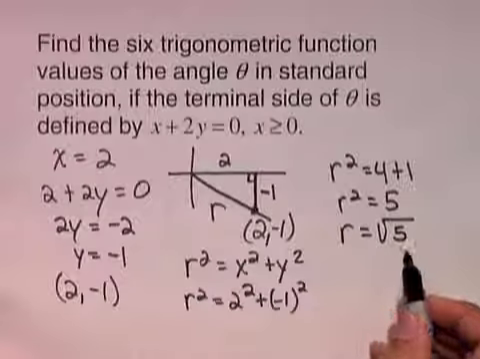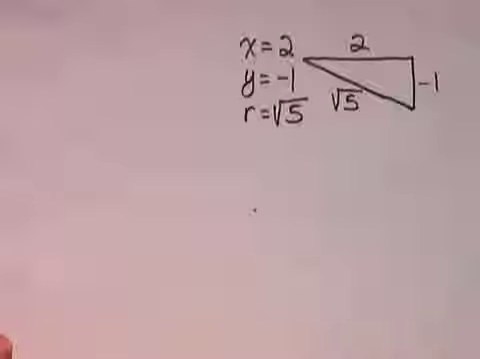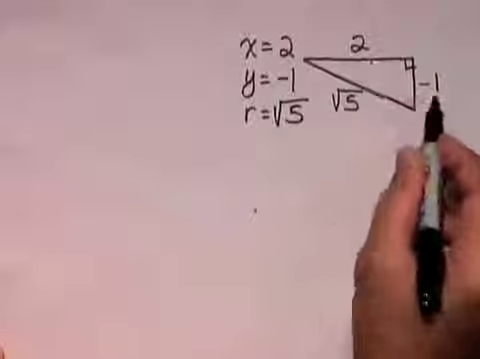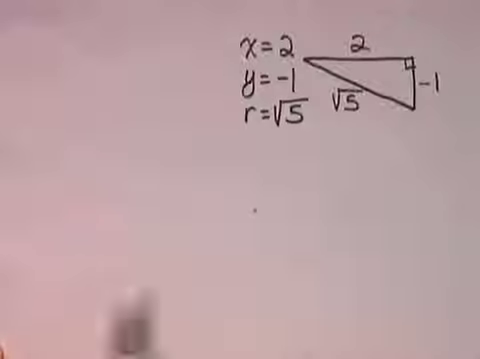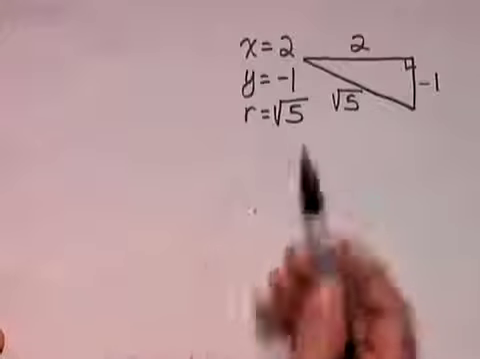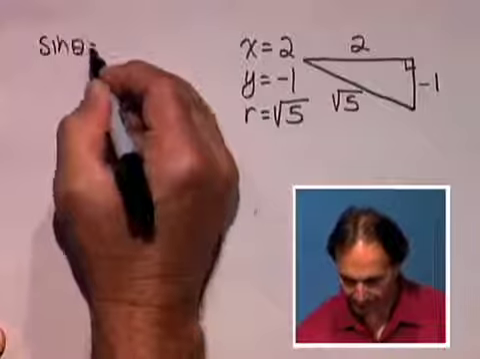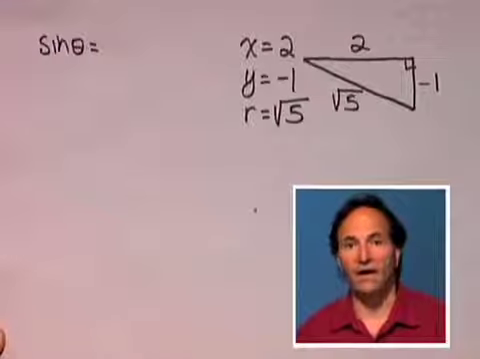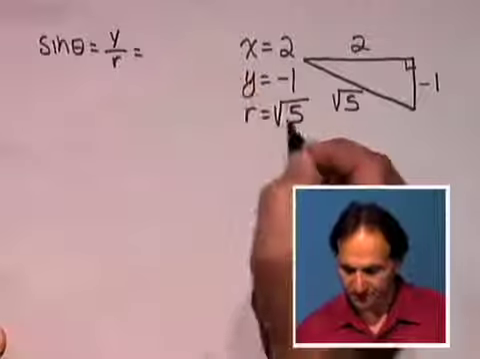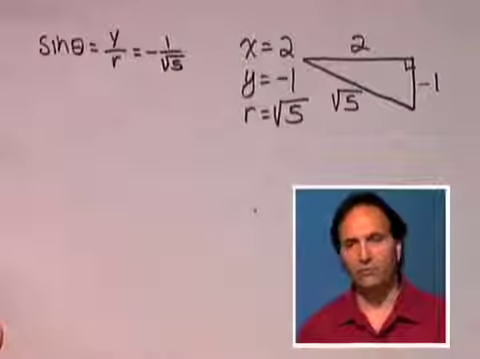Now we have all the information we need to find the 6 trigonometric functions, so let's do that here, where I've drawn the equivalent right triangle, and I've labeled each of these sides corresponding to x equals 2, y equals -1, and r equals the square root of 5. So now for sine theta is y divided by r. So that's going to be -1 divided by the square root of 5, -1 over the square root of 5.